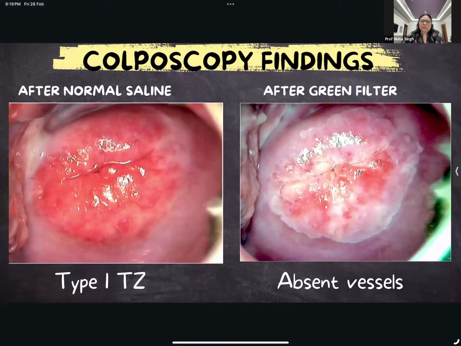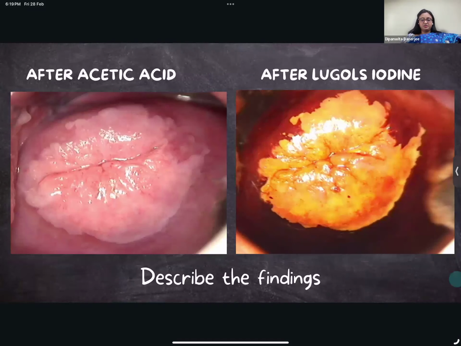Then whether any vessel abnormality is present or absent, and if present, the nature of the vessels needs to be documented. Then after you apply Lugol iodine, see what the staining pattern is, whether it is patchy stained or fully stained, or there is definitely a yellow color. It's a canary yellow, we can say.